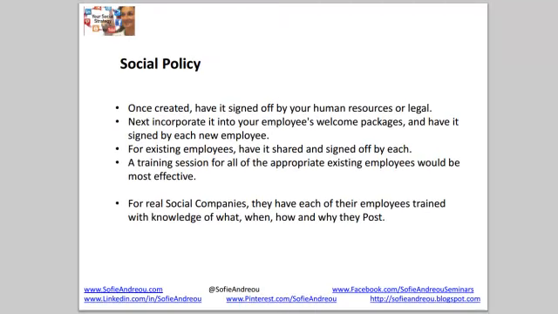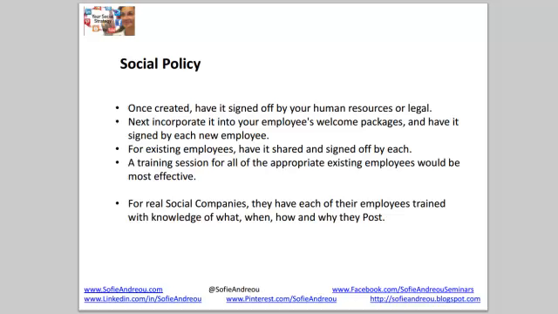Social media policy, once created, have it signed off by your human resource and legal departments. It's that important to actually have it signed off if you're a large enough company. Because there are times, if you've seen it in the news, where somebody gets fired because of something they said on social media. You can't surprise somebody by doing that. It has to be something that they know about.